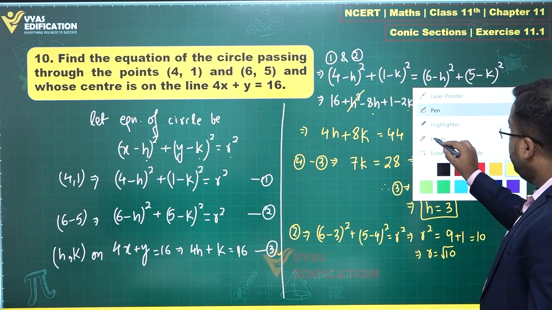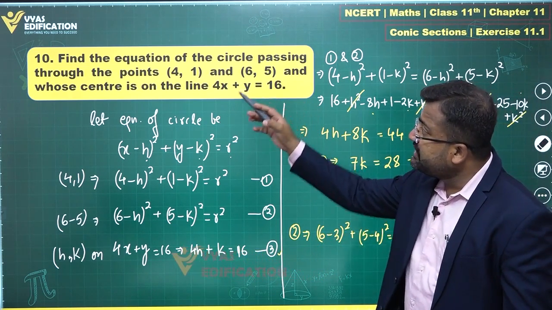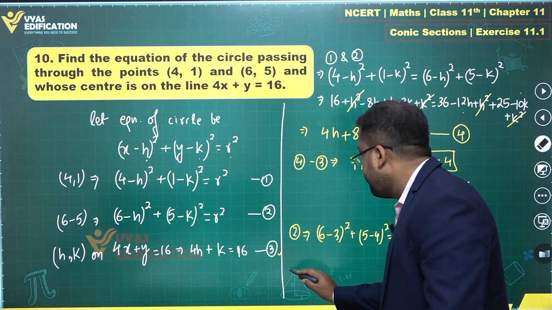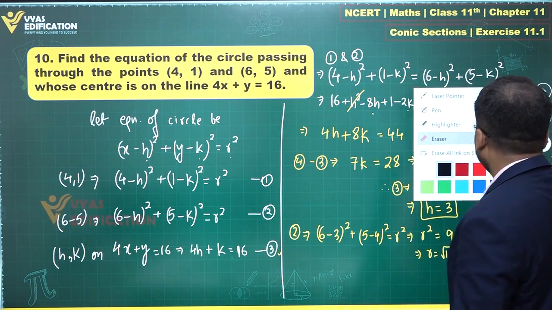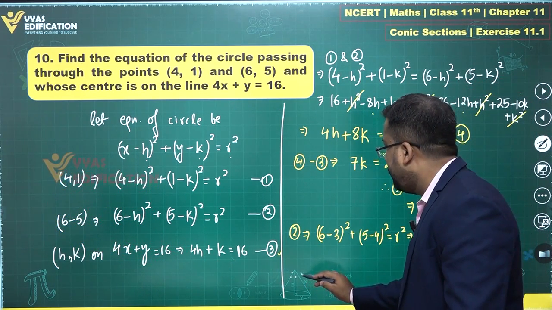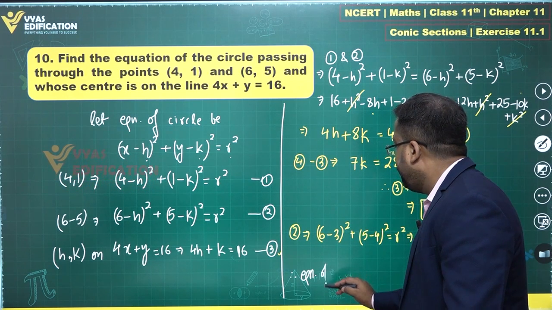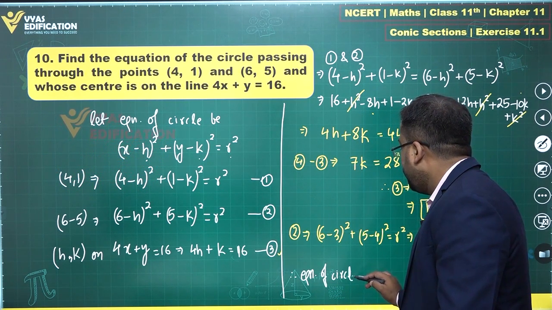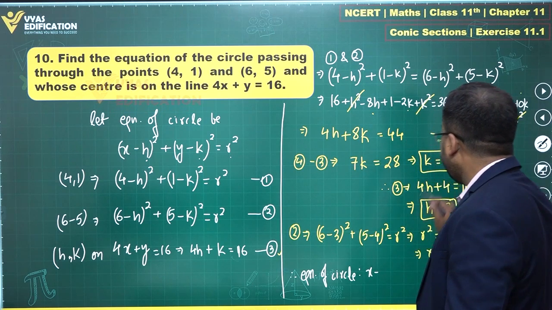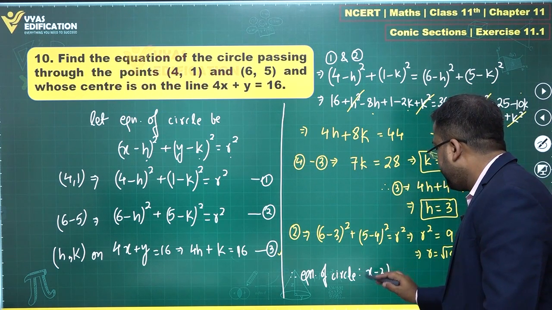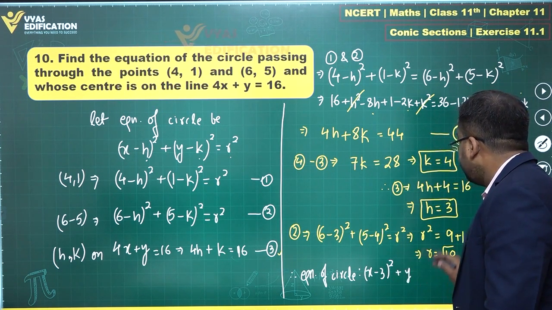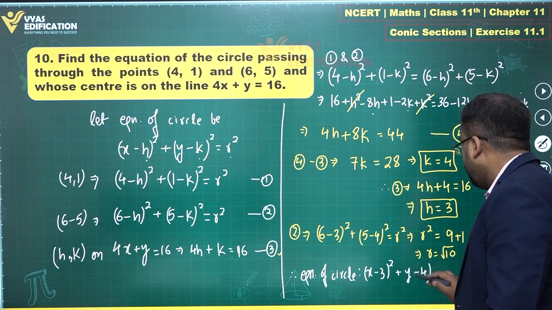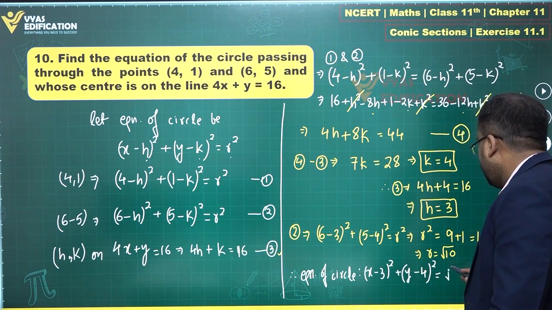Okay, therefore equation of the circle passing through the points this and this. Therefore, equation of the circle can be obtained easily. Therefore, equation of circle will be x minus h, 3, plus y minus k, which is 4, squared, is equal to root 10 whole squared.